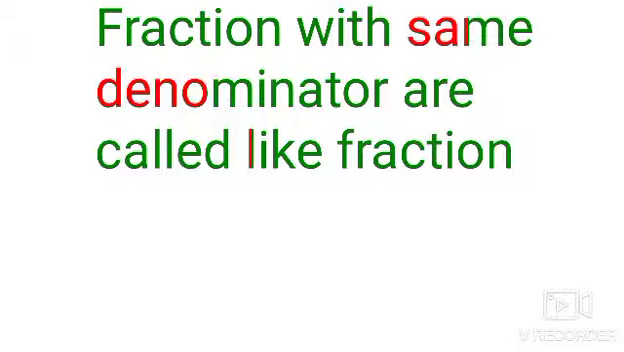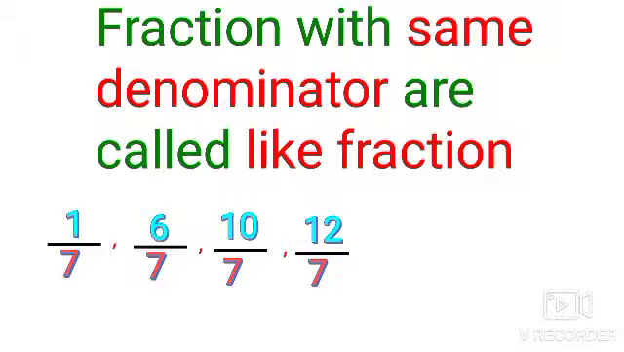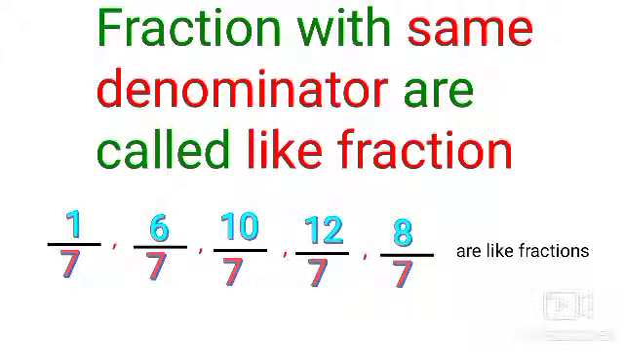So here is the definition of the fraction: fractions with the same denominator are called like fractions. For example, 1 upon 7, 6 upon 7, 10 upon 7, 12 upon 7, 8 upon 7 are all examples of like fractions. This is a very simple definition. Just remember to look at the denominator while comparing two fractions, whether they are like or not. If the denominator is the same, both are like fractions.